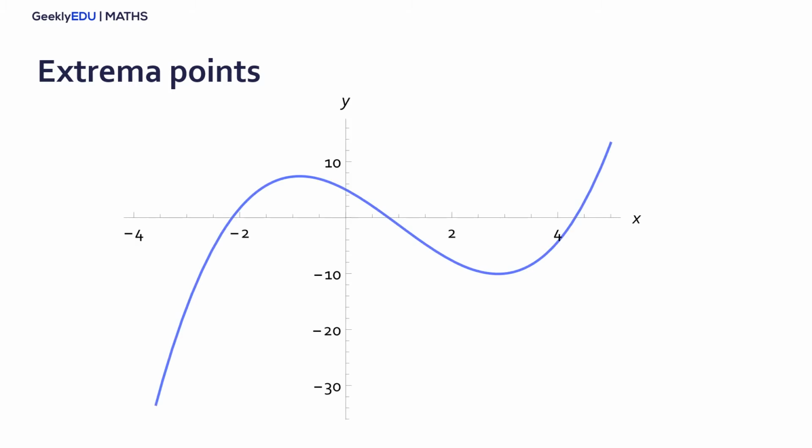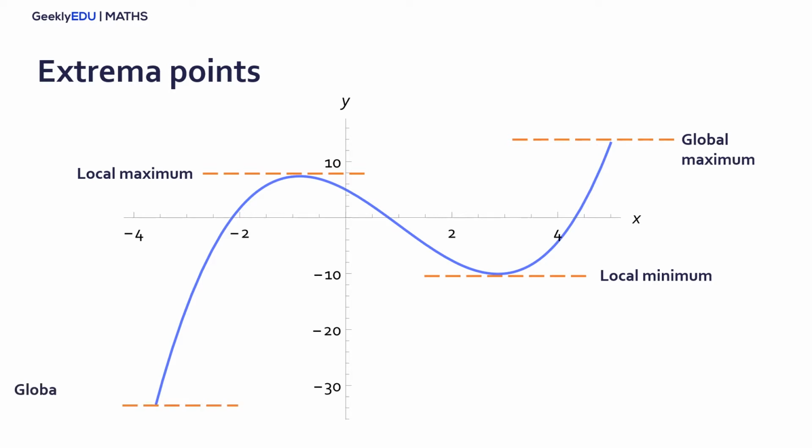Maximum and minimum are called extrema points of a function, and we have local maximum and local minimum. These extrema points are the coordinates where the function changes its direction, and the global maximum and the global minimum are the extrema points of a given interval.